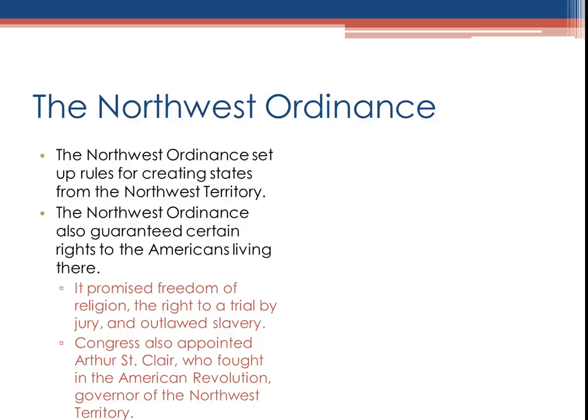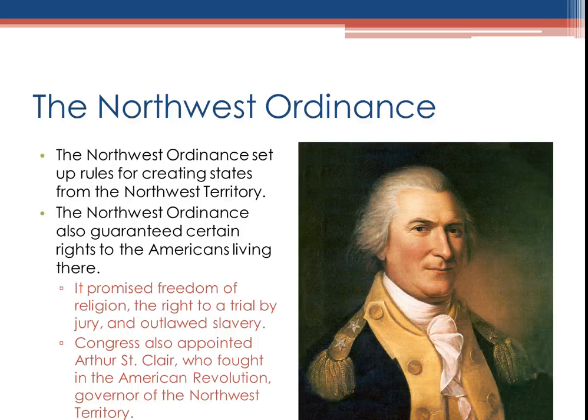At this time, it was legal in other parts of the country, but the law said not in the Northwest Territory. There would be no slavery. Congress also appointed a man named Arthur St. Clair, who fought in the American Revolution, as governor of the Northwest Territory. And there you see a picture of Arthur St. Clair. This is the end of Mission 1.